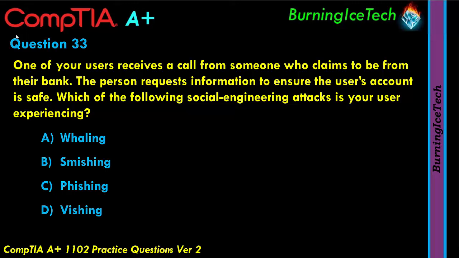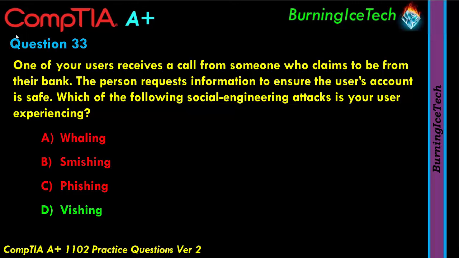Is it C, phishing? Phishing is generally via email, which is technically text, but it's more commonly email. So they don't mention the user receiving an email from their bank, they mention the user receiving a phone call. So we're also going to rule out answer C. So it's not A because they're not going after a very high individual. It's not B because it's not a text message. It's not C because it's not an email. So that leaves us with D. The answer is D, and we don't even know what D is yet.